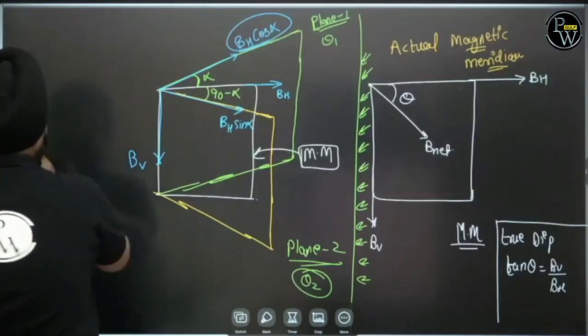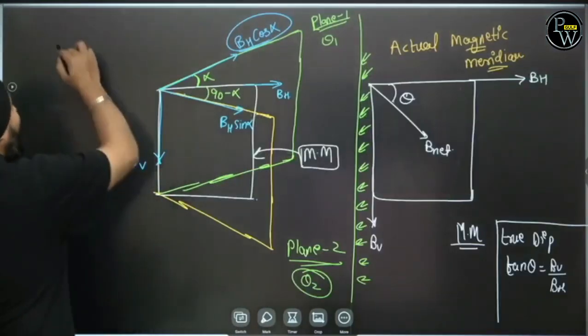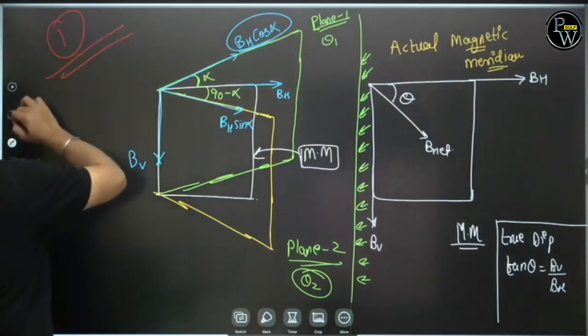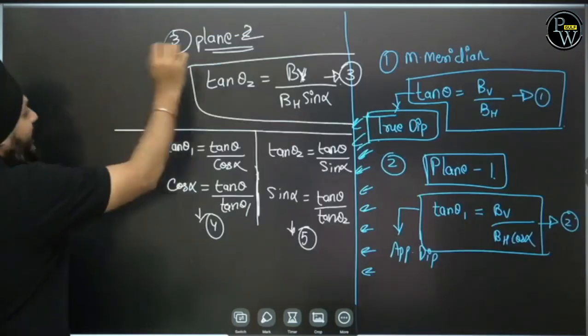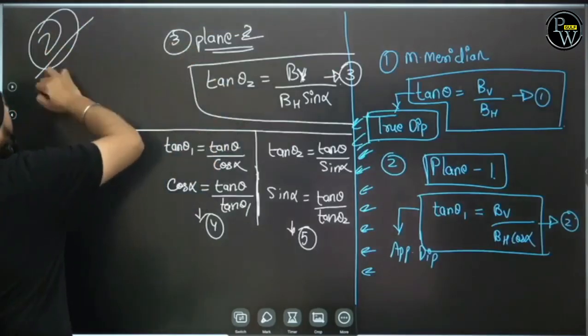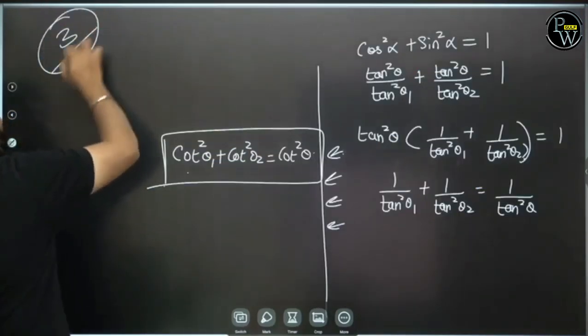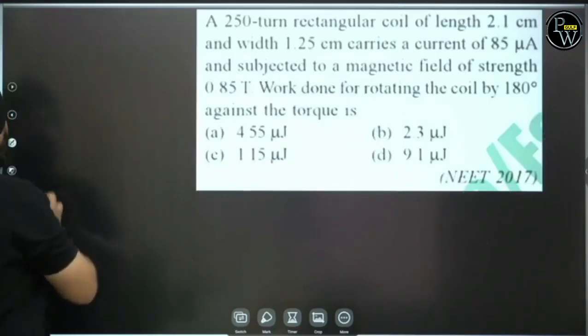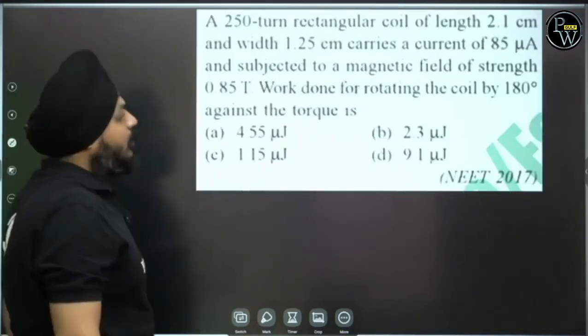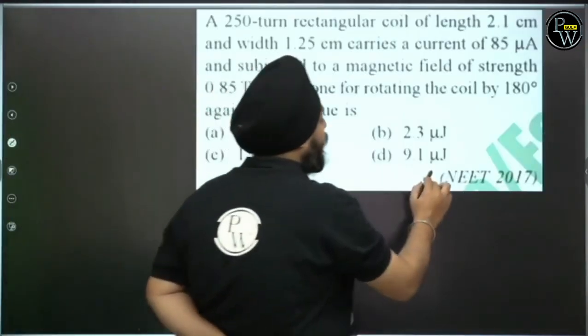Okay. This is slide number 1 for notes. This is slide number 2. Always move from right to left. And this is slide number 3. And this is question number 2, again the question that was asked in NEET 2017.